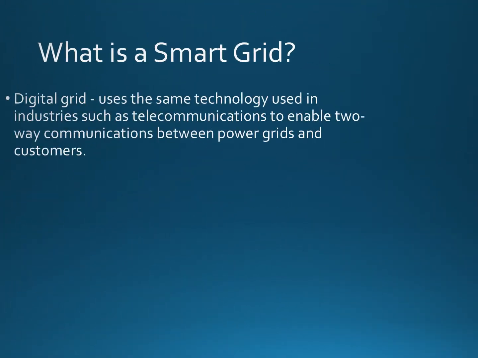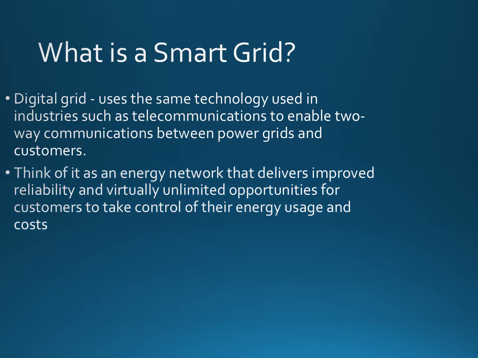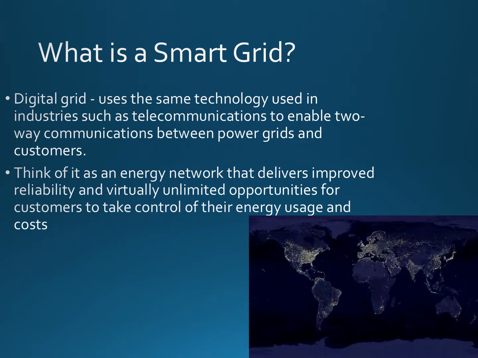What is a smart grid? A smart grid is a digital grid. It uses the same technology used in industries such as telecommunications to enable two-way communications between power grids and customers. You can think of it as an energy network that delivers improved reliability and unlimited opportunities for customers to have control of their own energy uses and costs. I'll discuss that a little further in some of the key features, about being able to control your energy usage and how you can reduce your costs and your energy bills.